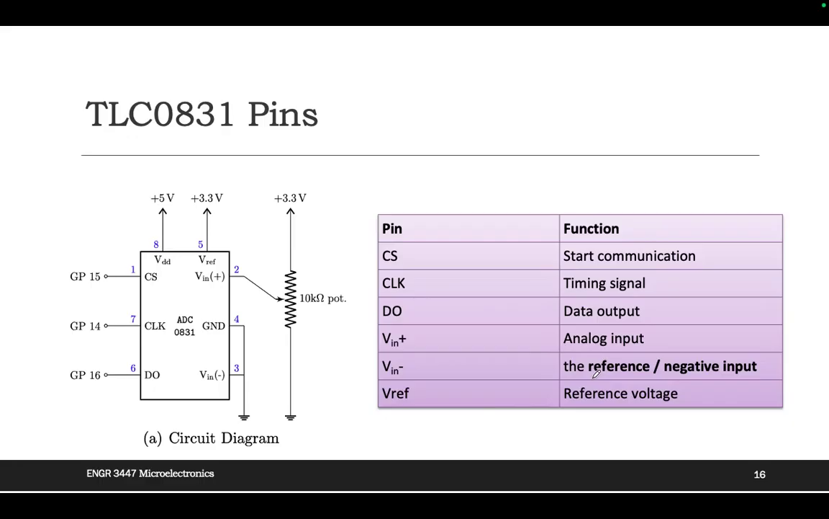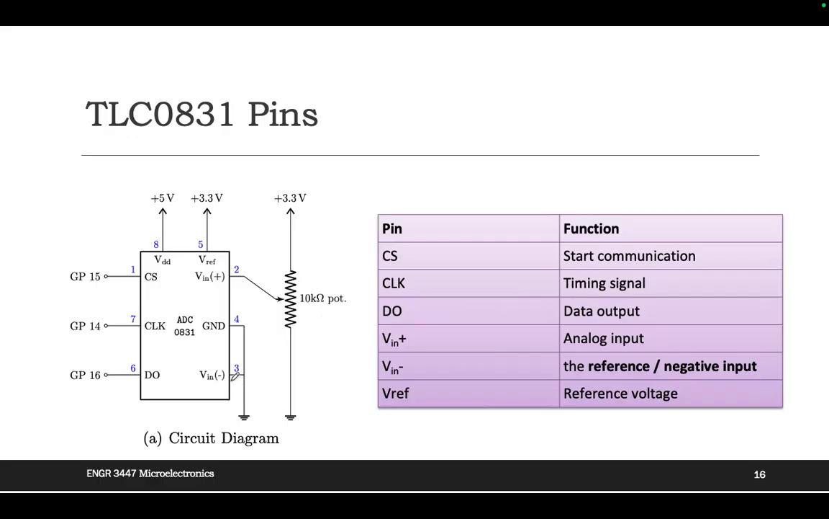Yeah, and there is a very interesting pin called V in minus. Actually, this is the reference, the negative input. In our lab, you connect the other one to the potentiometer, which means when you change the potentiometer, the voltage here is changing. Am I right? You will notice this V in minus, you will connect to ground. The voltage we read is the difference between V in plus and V in minus.